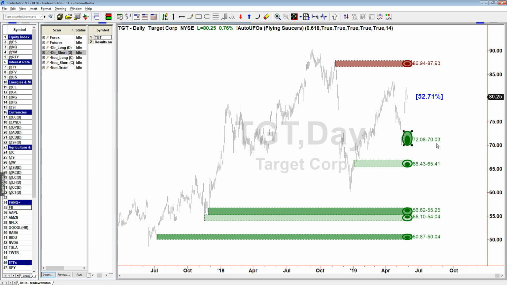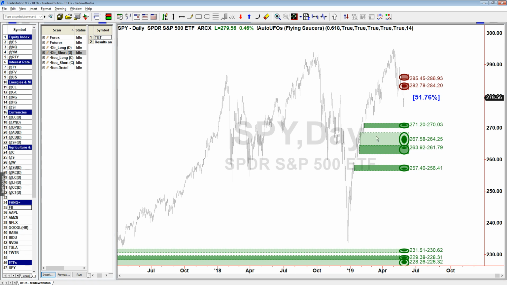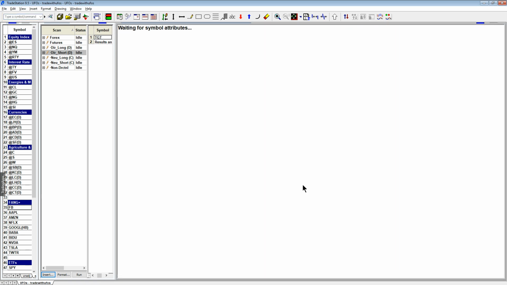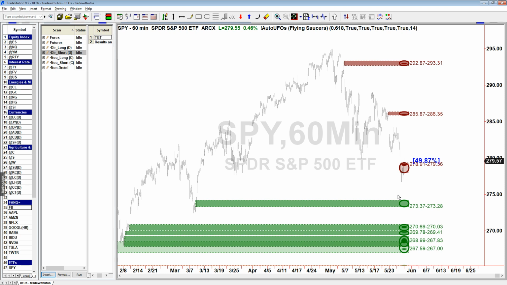At the same time, looking at the S&P today, moving up. Let me see, 60-minute time frame. The S&P. So notice what happened in the S&P today. We had a red UFO, and what happened with that? It's gone.